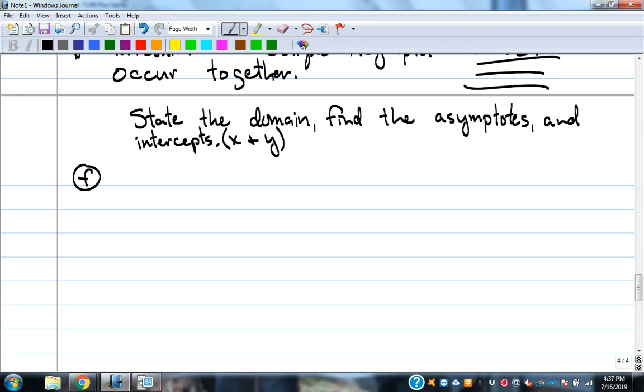All right, so we're going to use a lot of skills that we already have used in the past to help us do this. Okay, so here's our first example. F of x is equal to x plus 1 over 2x squared plus 5x minus 3. All right, so they give us this rational function, and they say state the domain, find those asymptotes, and the intercepts for that. So the first thing that I'm going to do before I try to do anything else is find the domain, because that's going to help me simplify later on.